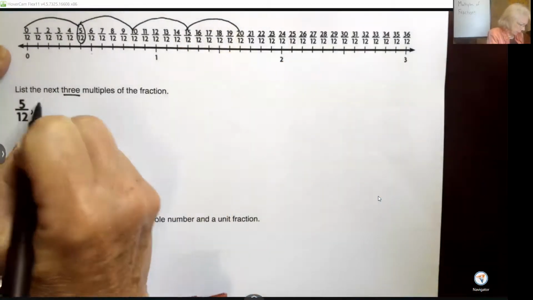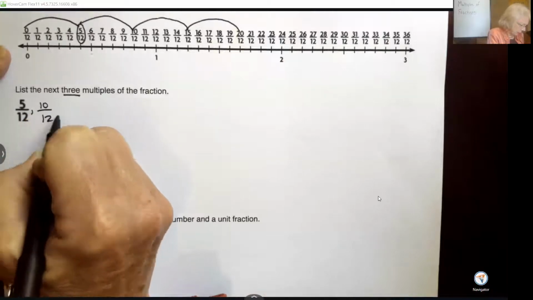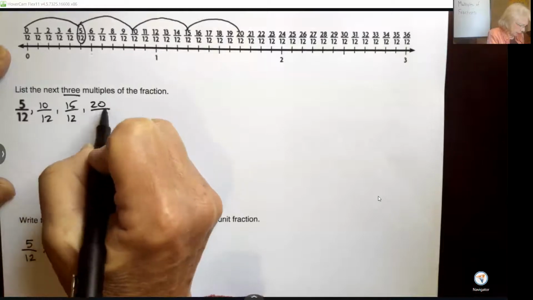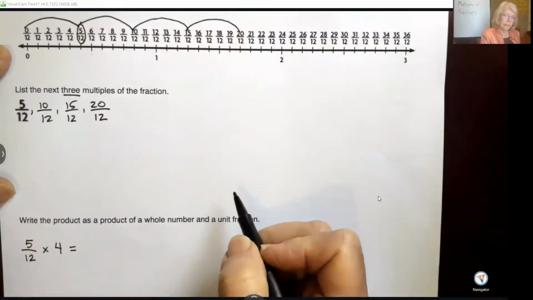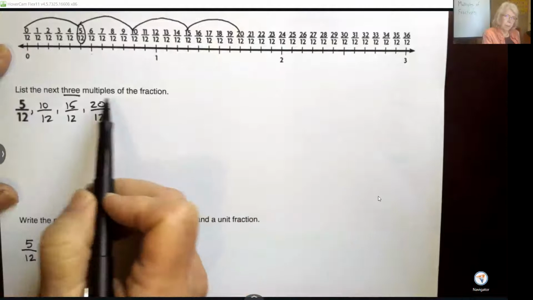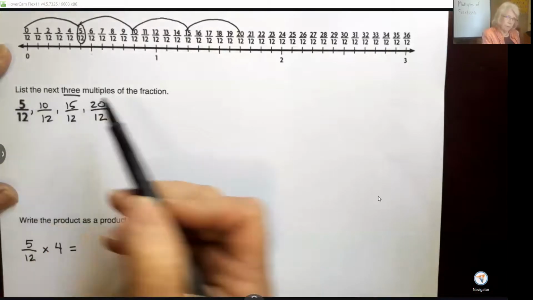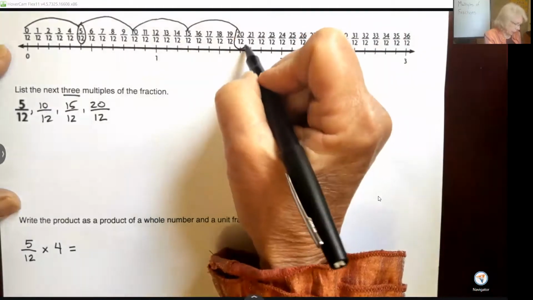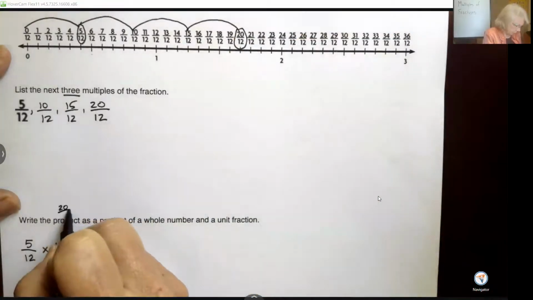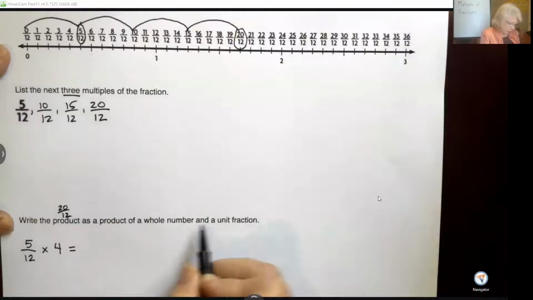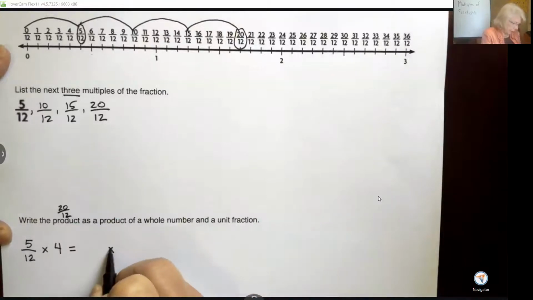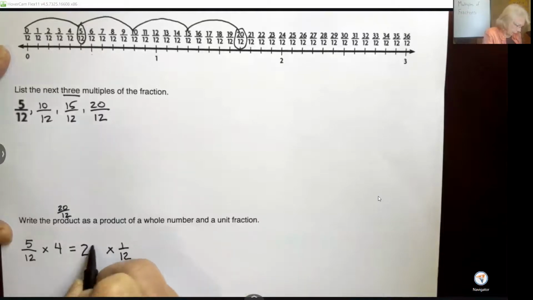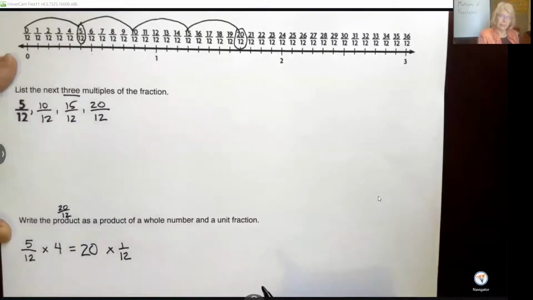So our next 3 multiples would be 10/12, 15/12, and then 20/12. Notice the denominator always stays the same. The top is multiples of the numerator, 5, 10, 15, 20. Write the product. So we got to 20/12. As a product of a whole number and a unit fraction, our unit fraction is 1/12, and we need 20 of them to get to 20/12.